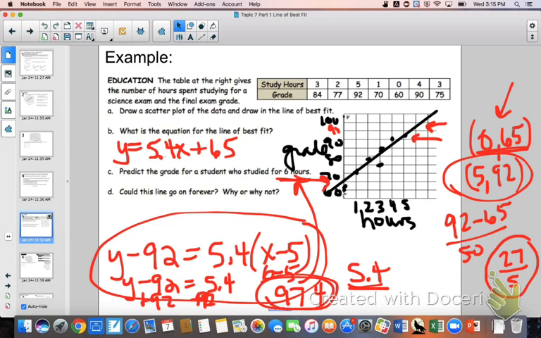Could this line go on forever? No, because you don't get over 100 typically for a grade. And you only have so many hours in a day to study, right? So that's the reason there.